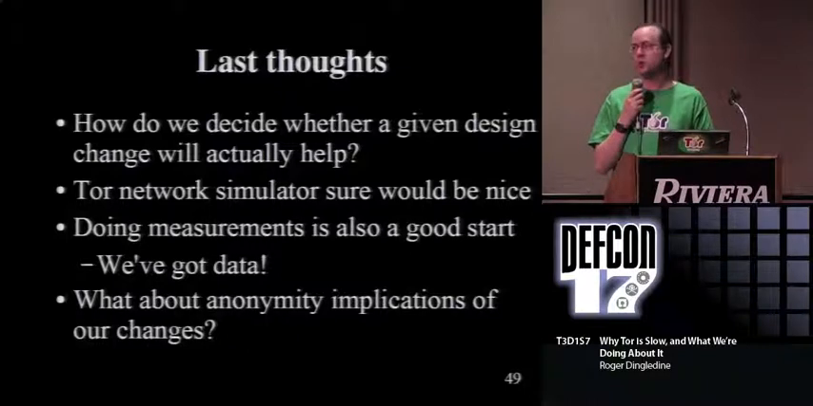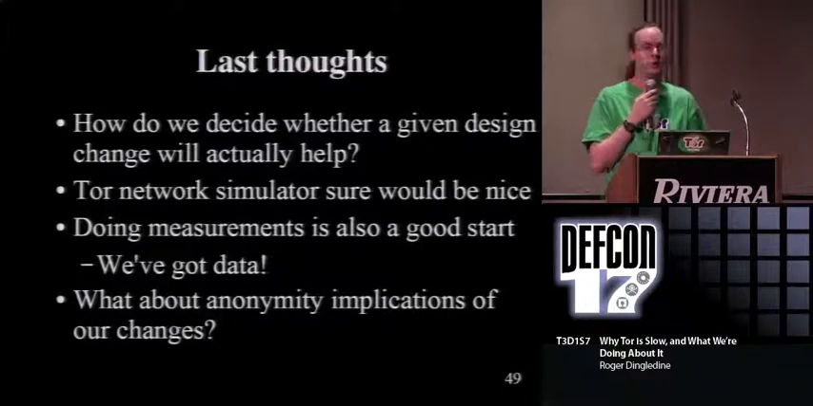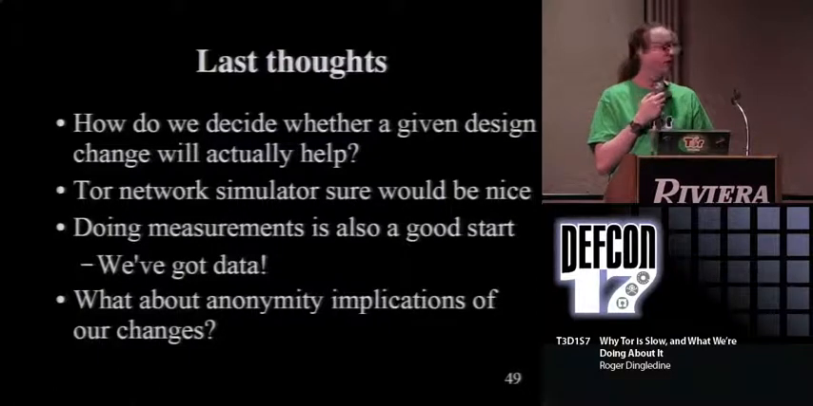Doing measurements is a really good start. Every week or so, Karsten comes up with a new graph saying, I have no idea why there's a bump over there. What's wrong with our network such that we can fix that? And we've got actual data. We've got a person working full-time at this point trying to figure out how do I measure Tor safely?